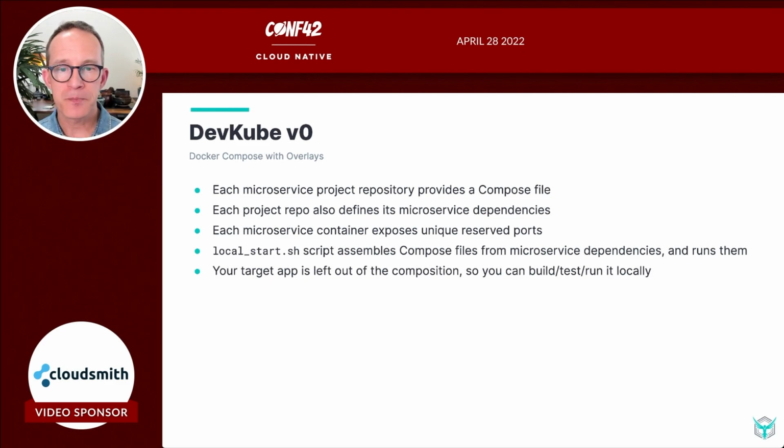In each project, we would have a simple script called localstart.sh, and that would pull those Compose files from all those other projects and run them together. They would merge and run all the dependency microservices. And your target app, service A, would be left out of the mix. The expectation would be that you work on service A locally, but you've got all these containers running, and they're listening on the localhost address on their reserved ports, and service A can talk to them. And that made it a lot easier to build and test.